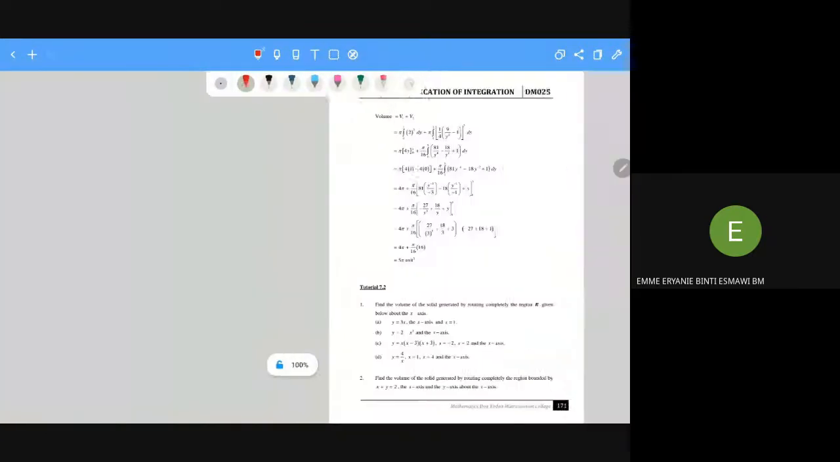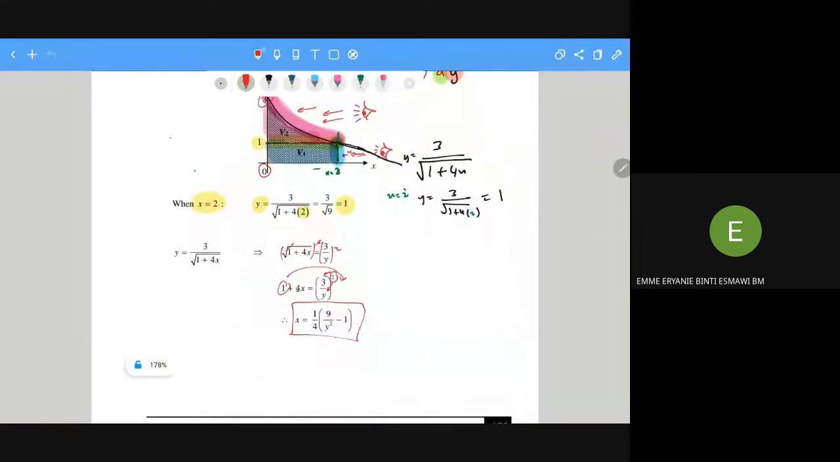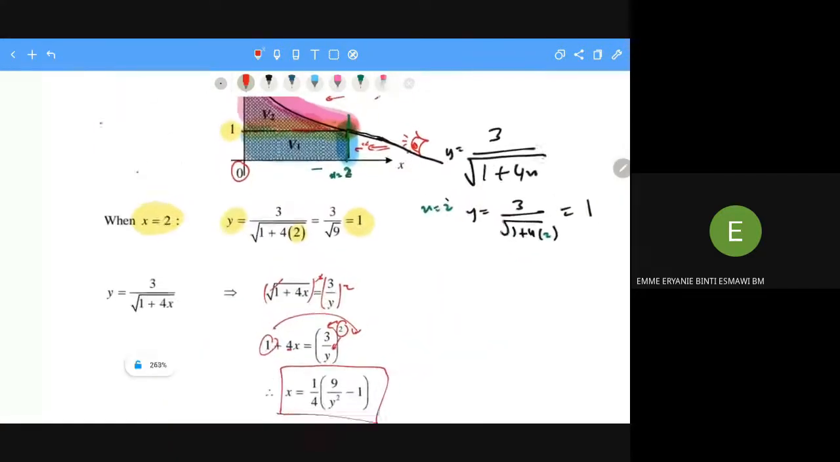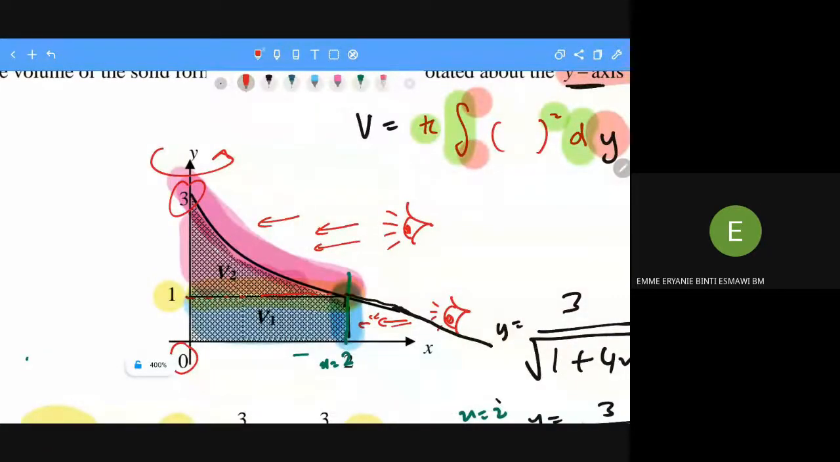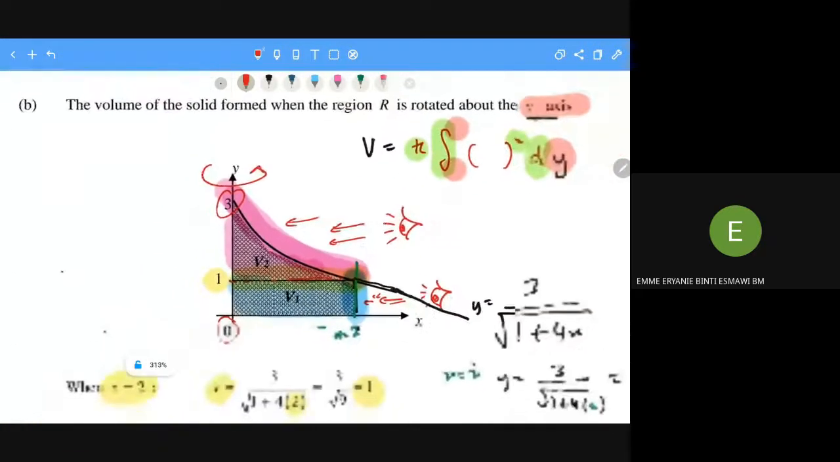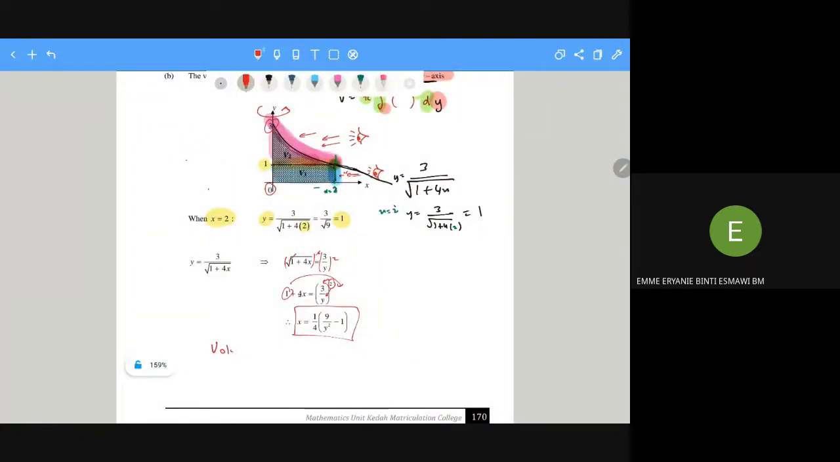Okay, dah dapat yang tu, tak siap lagi, baru nak cari volume. Okay, so now what is our volume punya equation? Jadi kita kat sini dia dah label dah. Volume 1 is dekat bahagian bawah yang color biru tu. Volume 2, V2, is yang color pink. Okay, so let me write down the formula. How are you going to determine? Once you have determined this, then it's going to be easy. Jadi volume 1 must be added with volume 2.